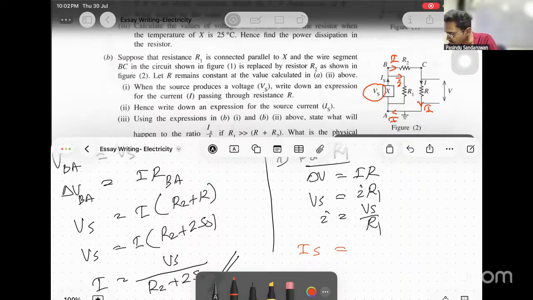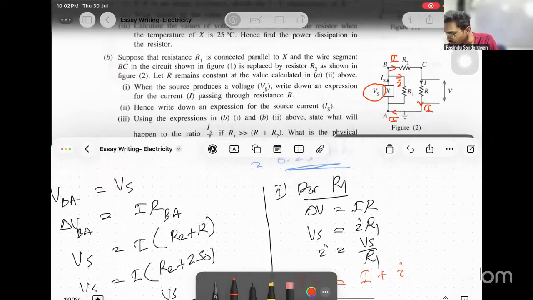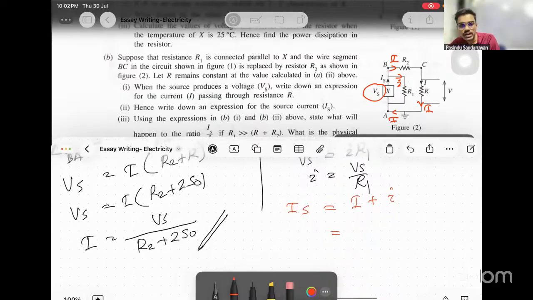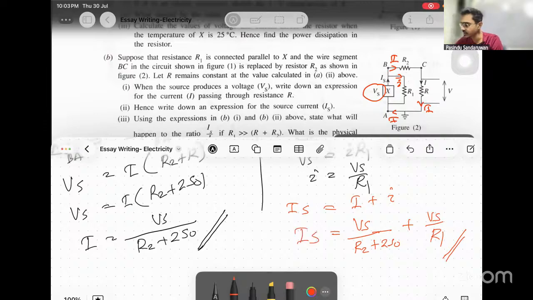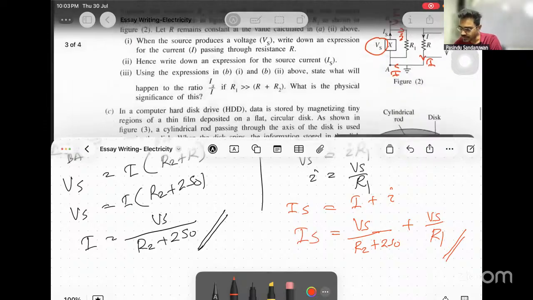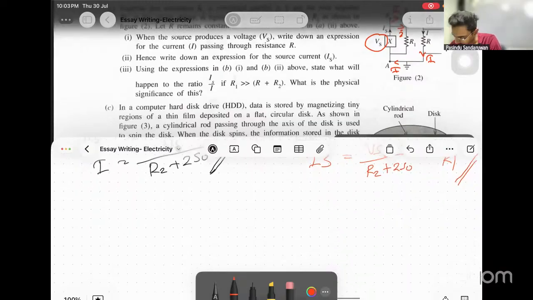Then IS is the addition of I plus simple I. Then capital I was Vs over R2 plus 250, no? So that is Vs over R2 plus 250, plus simple I, which was Vs over R1. Then this is IS. Hence, write down an expression for IS. Okay, the expression is here. Then IS is given by this. Part 3.